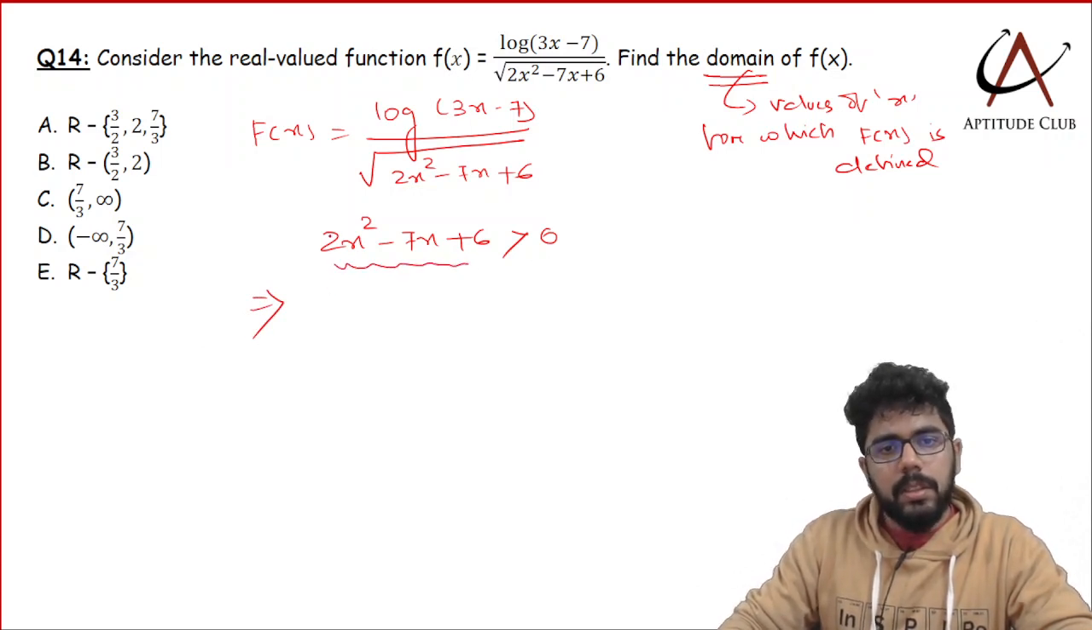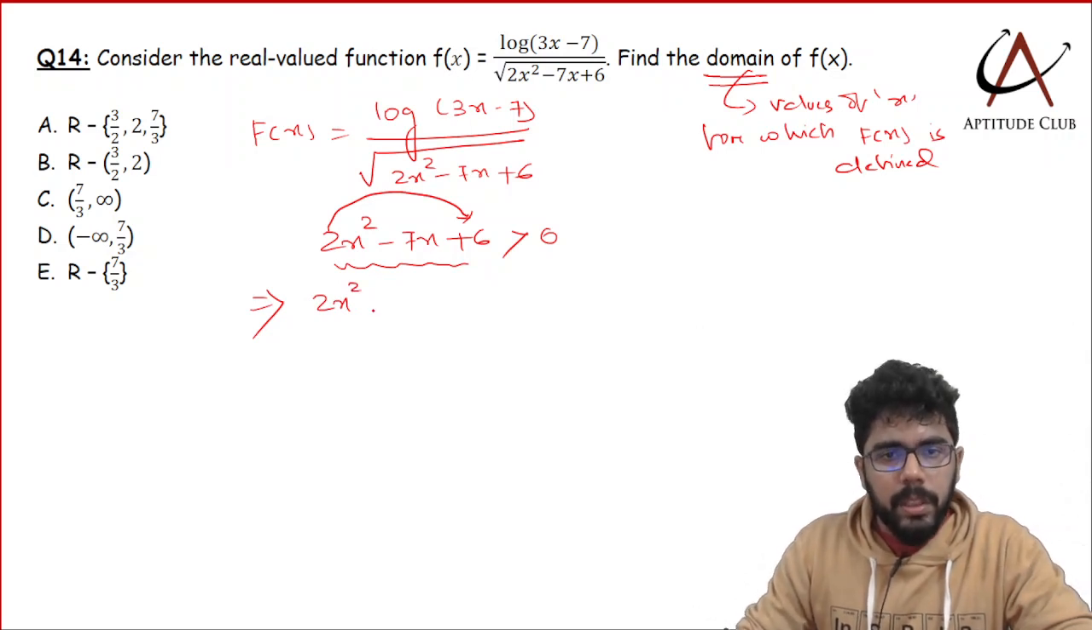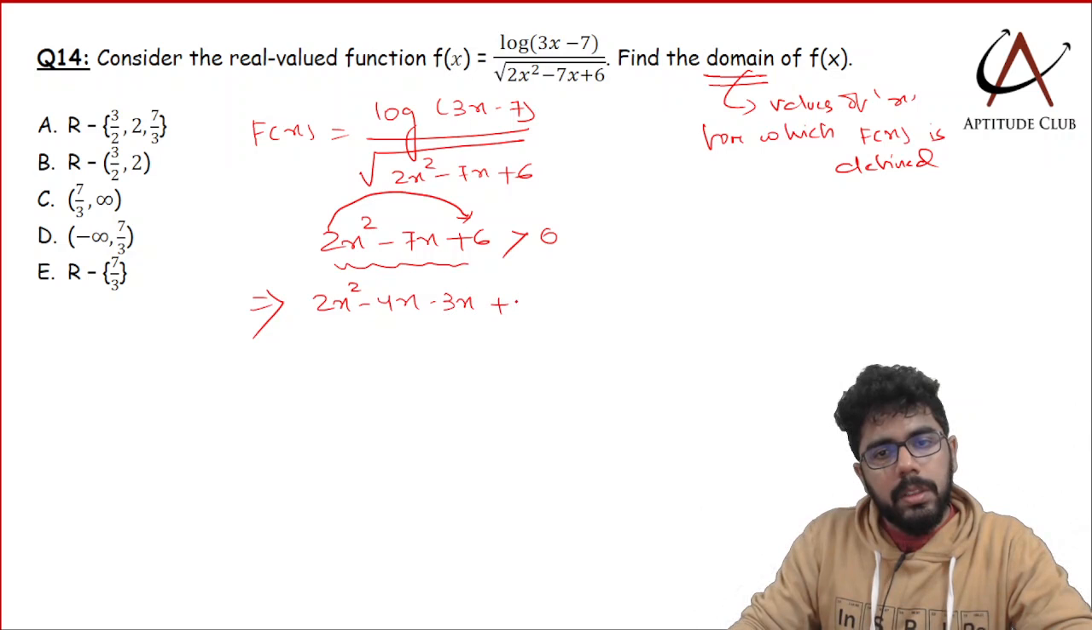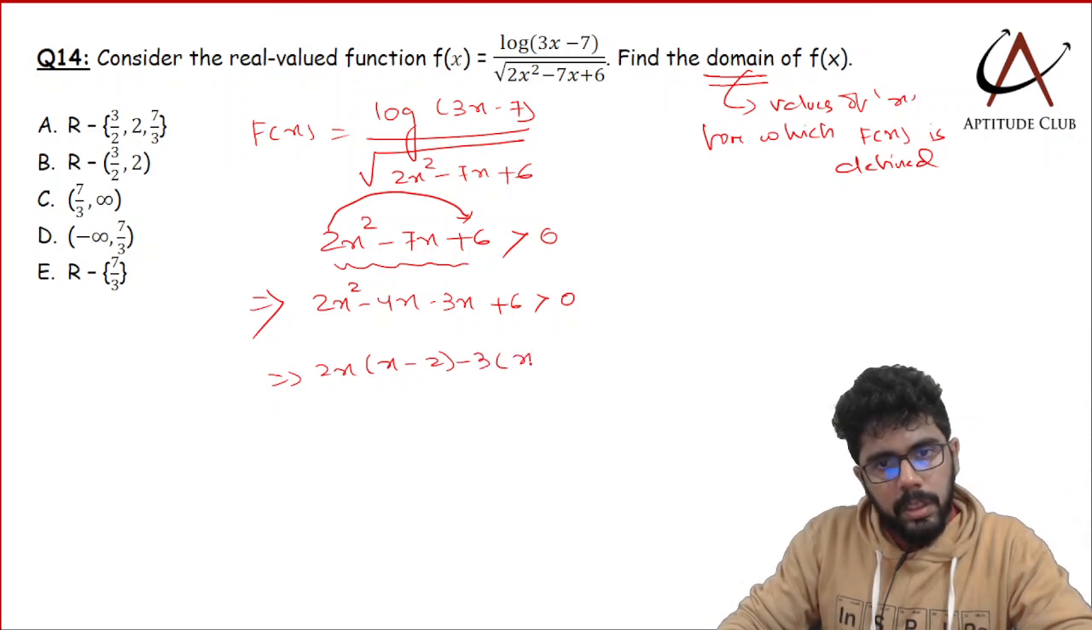Now just factorize this. This is 12. So 2x square minus 4x minus 3x plus 6 greater than 0. So I can take 2x common, x minus 2 minus 3x minus 2.